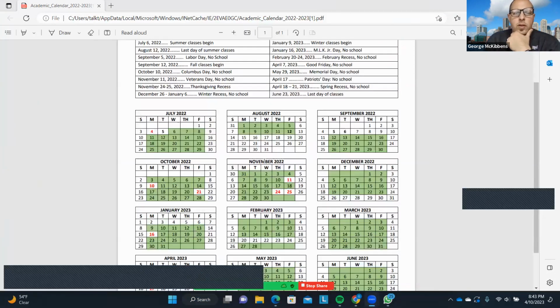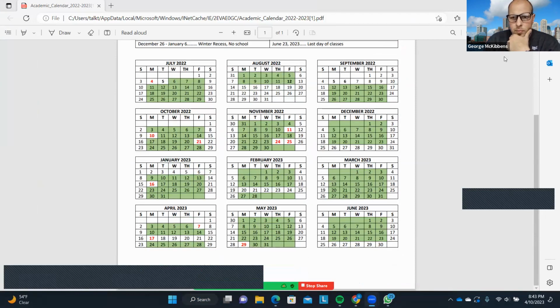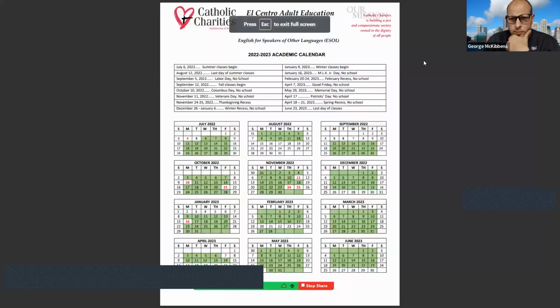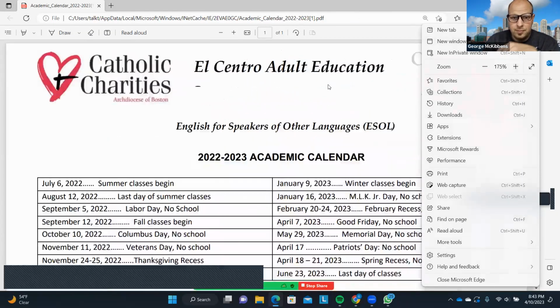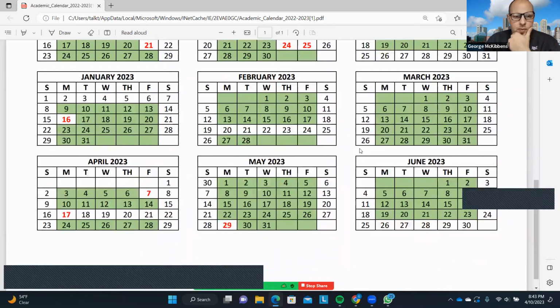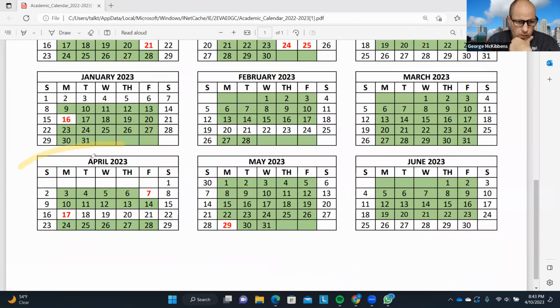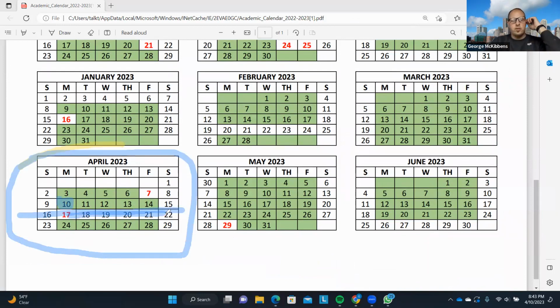Okay. So here we are. I'm going to enlarge this here. It is the month of April 2023. So I'll make it a darker color. All right. We are now at Monday, April 10th. So Boston Public Schools are on spring break from the 17th through the 21st. So next week, we will not have classes.